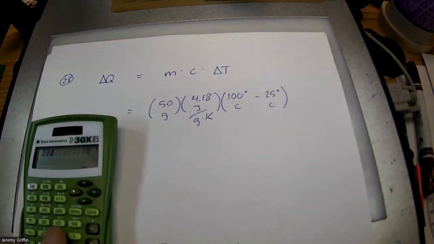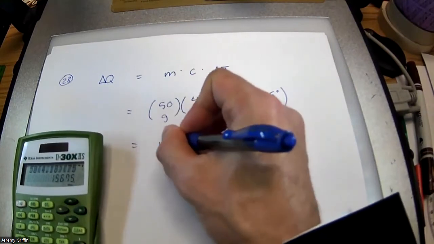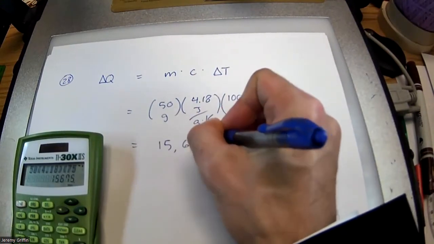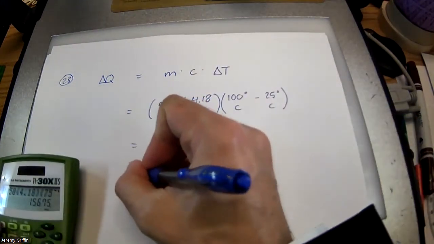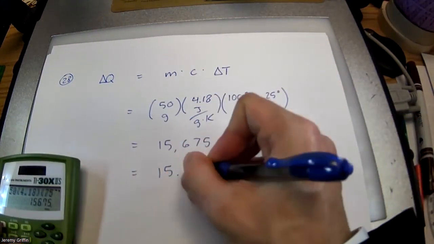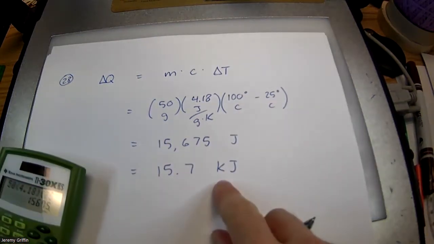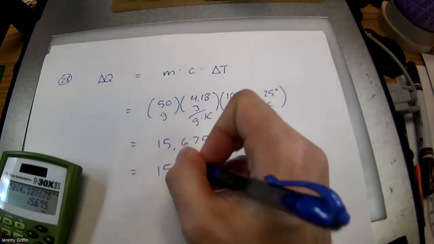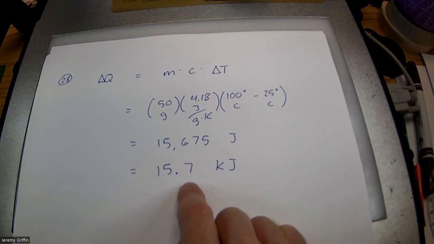So let's see what I get for my numbers. 50 times 4.18 times 75. I'm looking at thousands of joules, because I've got energy measured in joules. So I could call that like 15 point something kilojoules. Guys, if you get something in the thousands, your answer choices should be in kilojoules, because you just roll back the decimal 3 places. Can you guys do that?